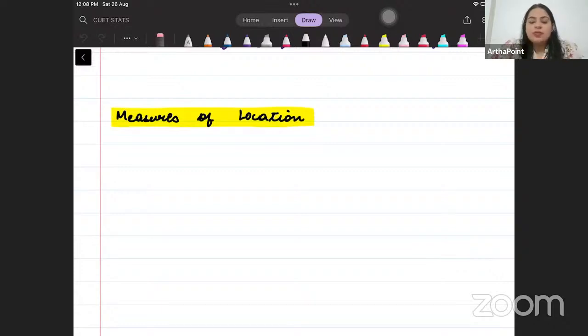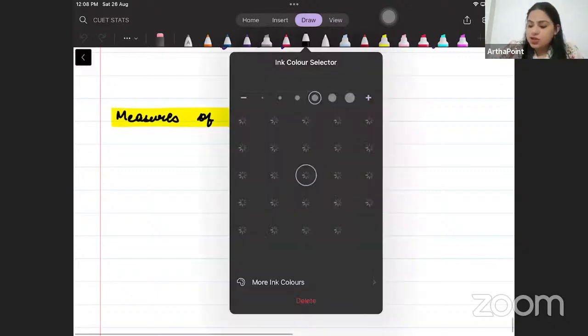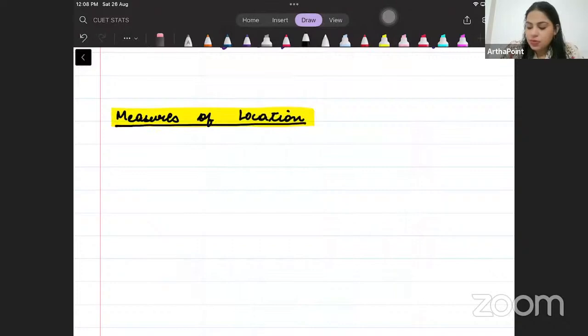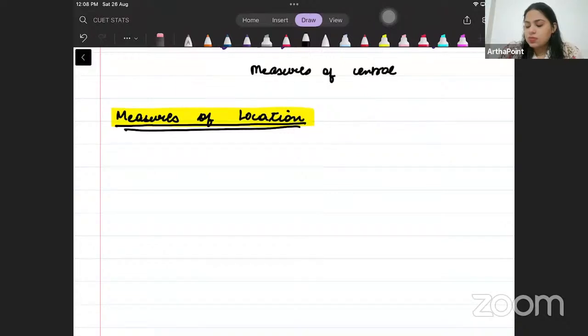Hi, good morning, everyone. Beta, today we are going to begin with the measures of location. Now, all of you would have heard about the measures of central tendency. Within the measures of central tendency, we will study the measures of location and we will study the measures of variation.